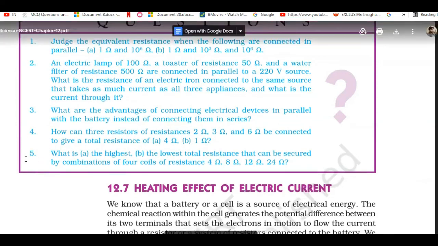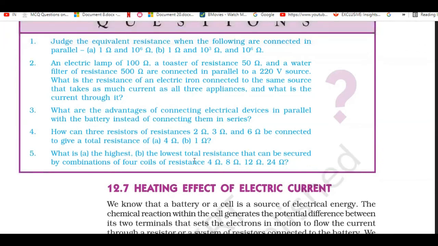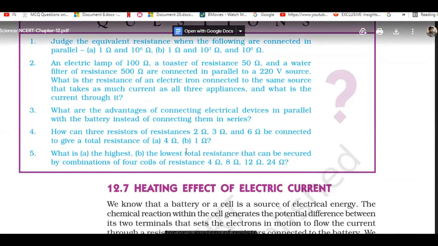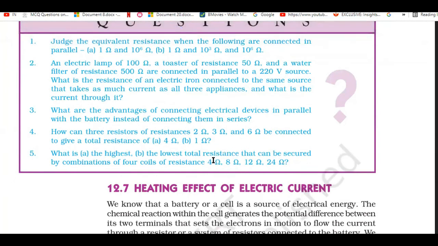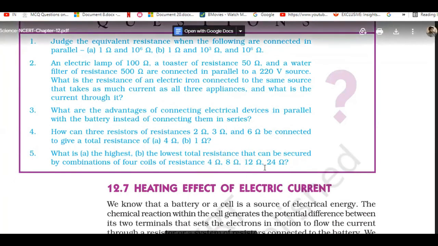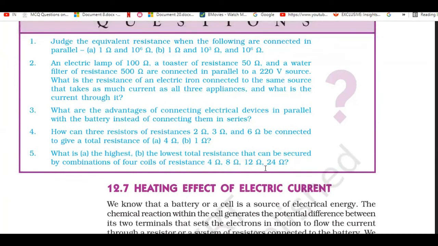In a similar way, this question is being given to you. What is the highest resistance? When you connect all these resistances in series, you will get the highest resistance, and the lowest possible resistance would be when you connect them all in parallel. Then it will be the lowest. Okay, got it?